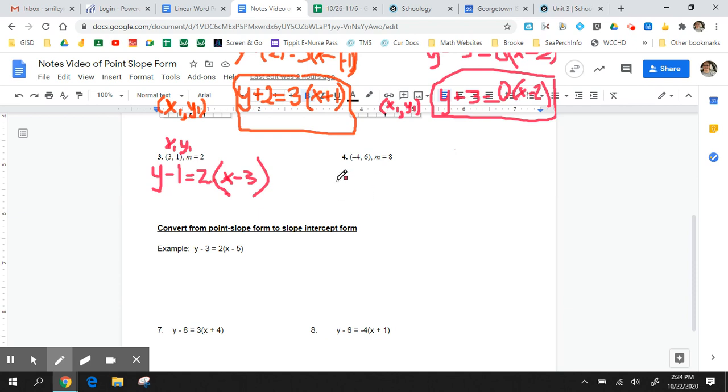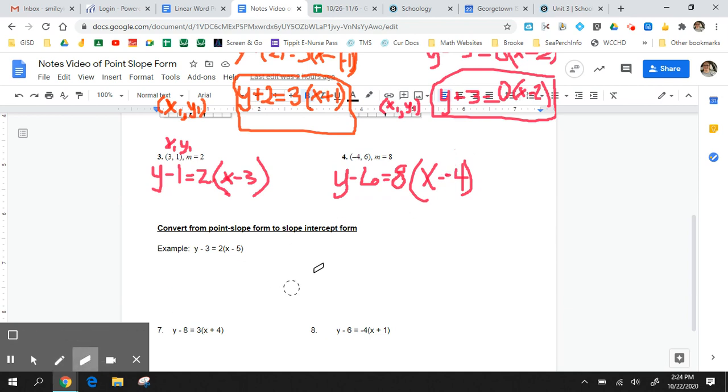All right, welcome back. You should have y minus 6 equals 8, and x minus negative 4. Remember that minus negative 4 can be changed to a plus sign. So change it to a plus sign. And then that's it. Y minus 6 equals 8, parentheses, x plus 4.